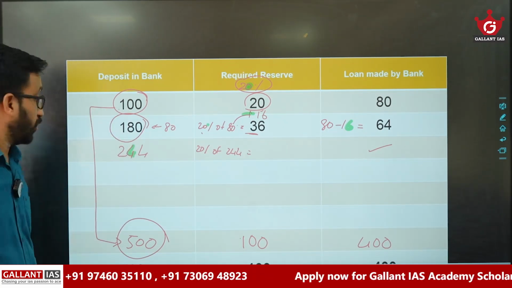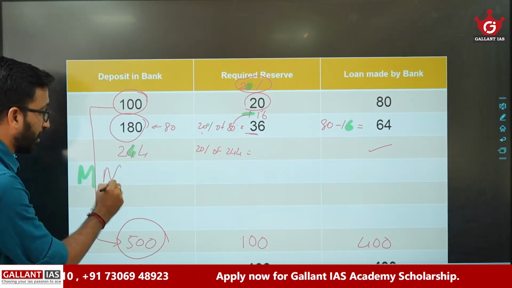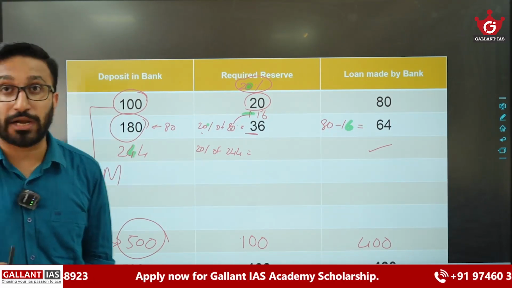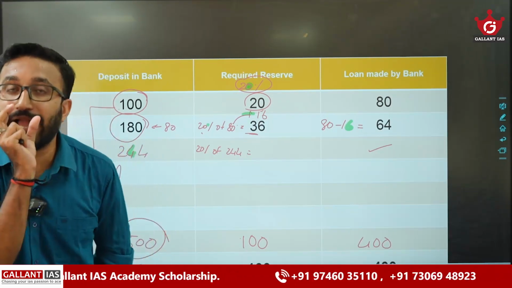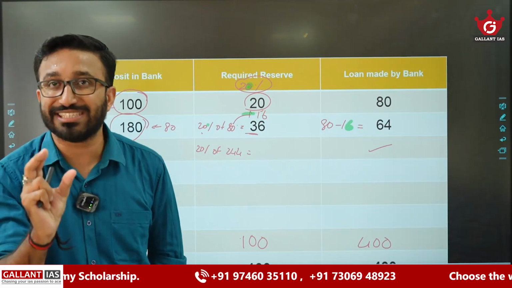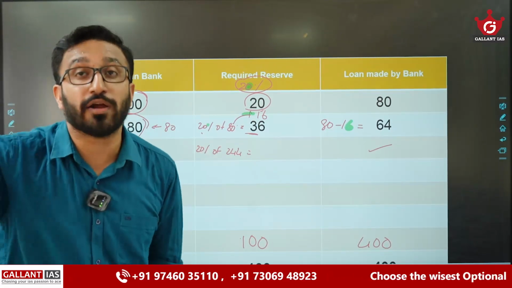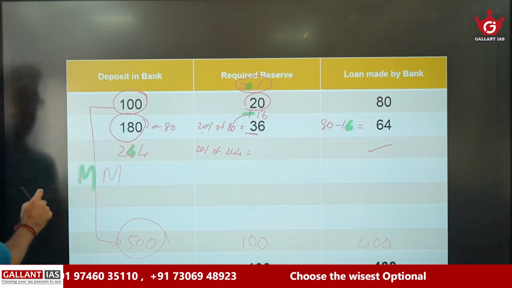So now we have come to the term money multiplier. Money multiplier means how the money gets multiplied in the banking system, how an initial deposit of 100 rupees becomes 500 rupees. So that is money multiplier.